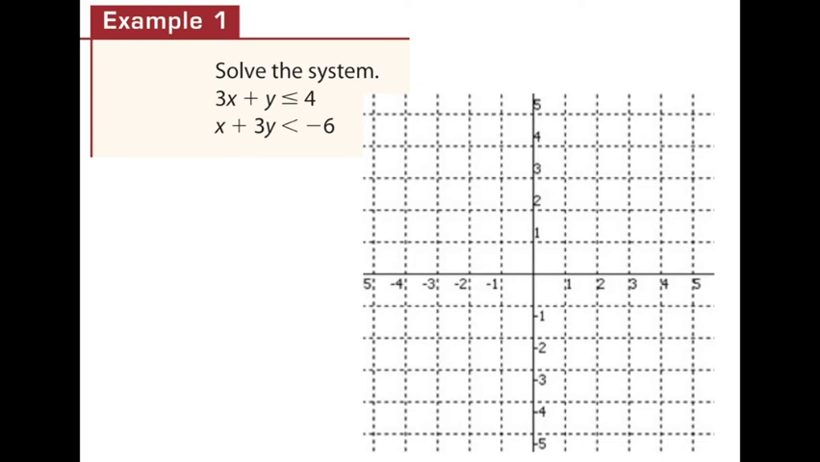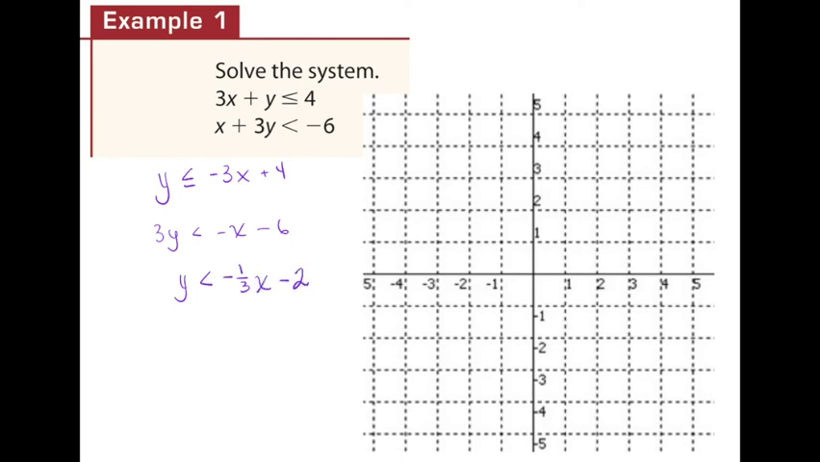And my equation would look like this. Y is less than or equal to negative 3x plus 4. All right, if I did that second one, I could either do intercepts or slope intercepts. But since I did the first one, I'll do the second one as well. Subtract the x over. I have 3y is less than negative x minus 6. And then, of course, I have to divide by the 3. So I have y is less than negative 1/3 x minus 2.